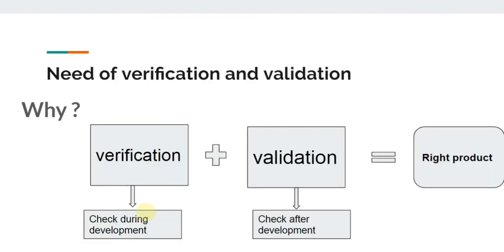Let's see this diagram. Verification is checking during the development. Checking the system during the development means we are building the right product, the product according to the user needs and expectations, and the product is correct or not. In software verification we check the functionality of a system, while in validation we check the system after the development phases are completed. So we will have the right product.